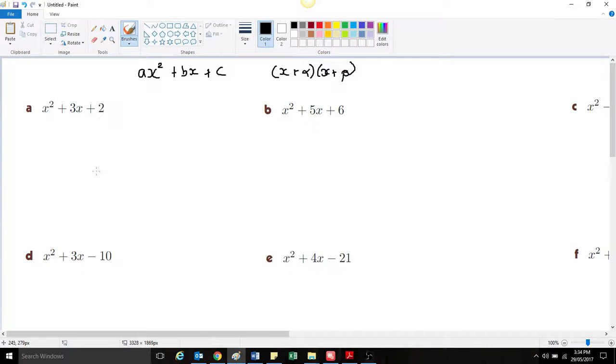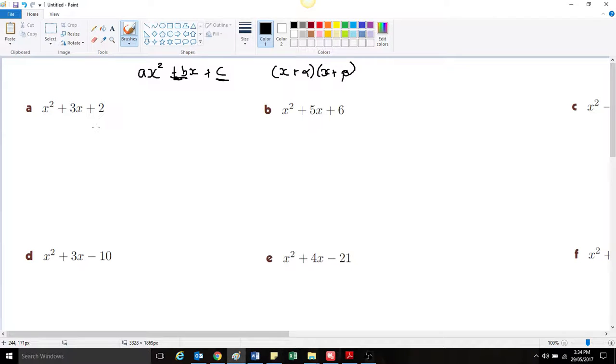All right. So the way we're going to do that is a method called the cross product method. What we're looking for are two numbers that multiply to give you c. So the product of these two numbers is c, and when you add them together, you get b.